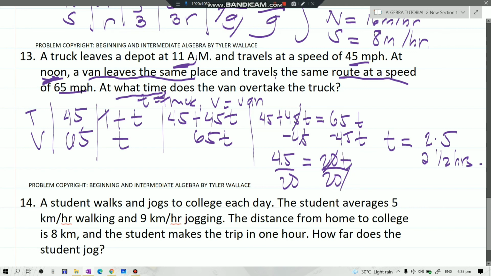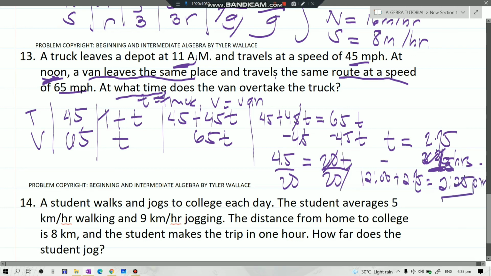Okay? So, if we have 2.5 hours, so, at 12 noon. So, sabihin, 12 o'clock plus 2.25, sorry, 2.25 pala to. So, 12 o'clock plus 2.25, that is 2:25 p.m. So, correction, the time is 2.25. So, 2:25 p.m., yung van makaka-overtake sa truck.